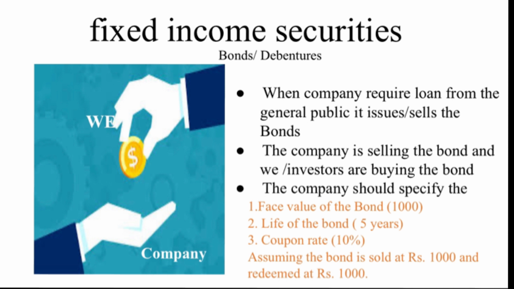So, now we are giving our hard earned money to the company and the company is giving us the debt securities or debt instruments. So when the company is issuing or selling the debt security, it should specify what is the life of the bond, what is the interest amount, and what is the redeemable value of this bond.